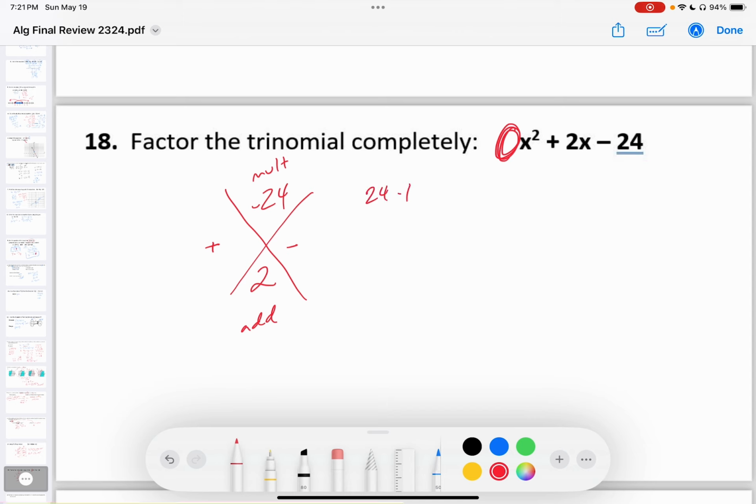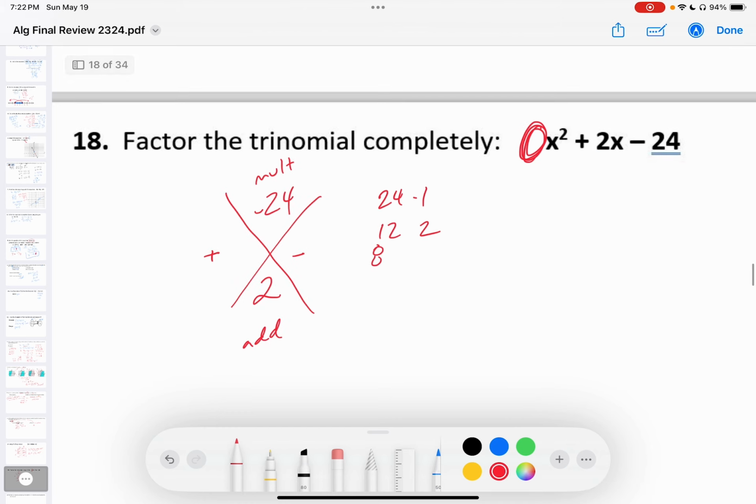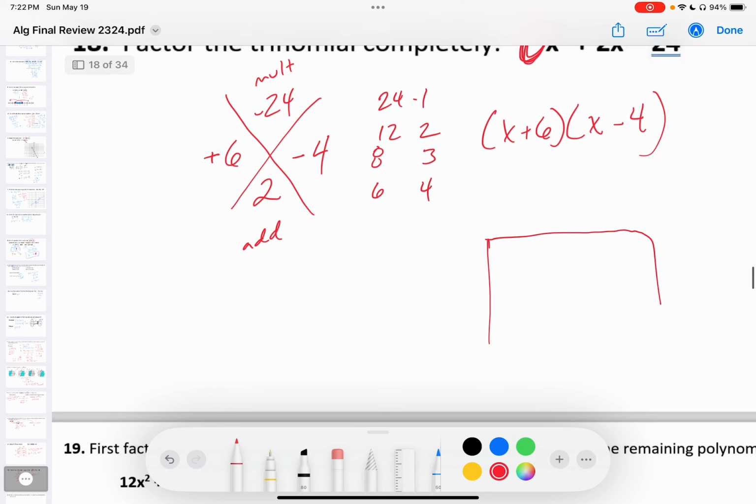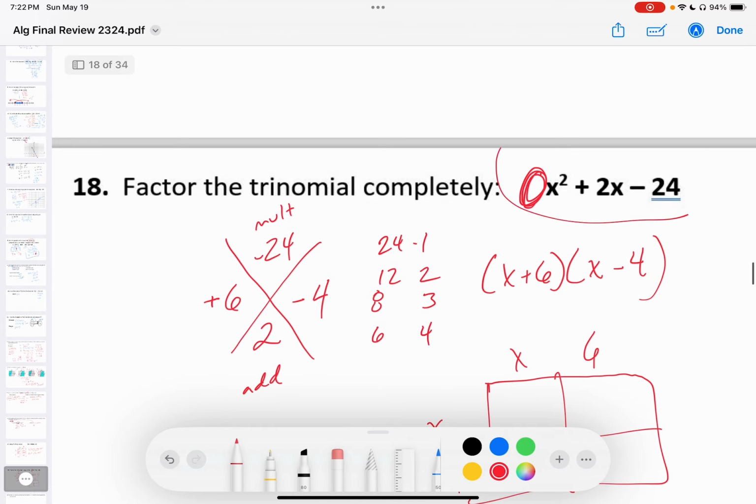I've got 24 and 1. That's not going to work. I've got 12 and 2. That's not going to work. I've got 8 and 3. That's not going to work. I've got 6 and 4. That looks like I can get that to add to 2 if my 6 is positive and my 4 is negative. So that tells us that we're x plus 6 and x minus 4. And again, if you want to check that, you would throw that into a box and put x, 6, x, negative 4 and see what happens, but we should end up with what we started with.